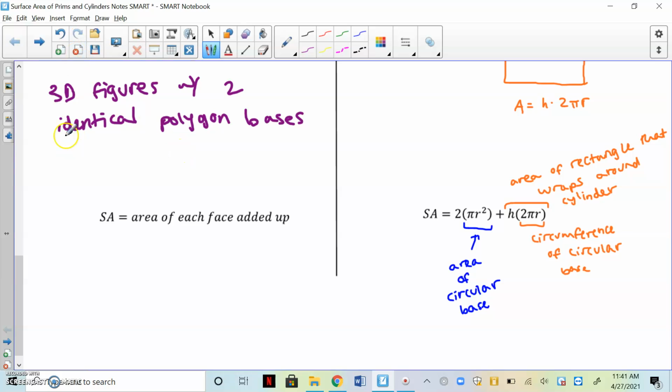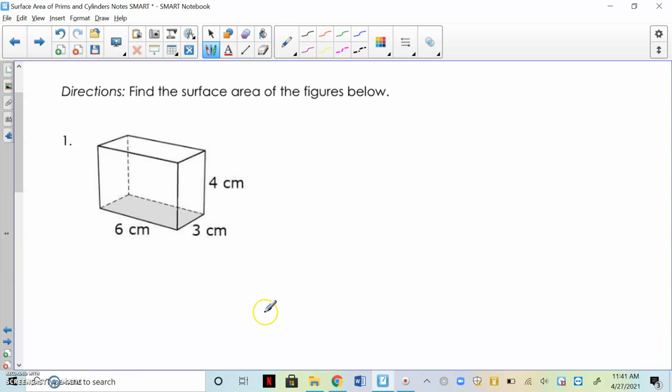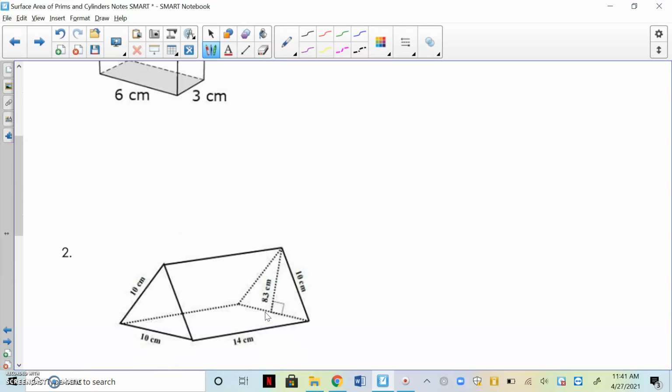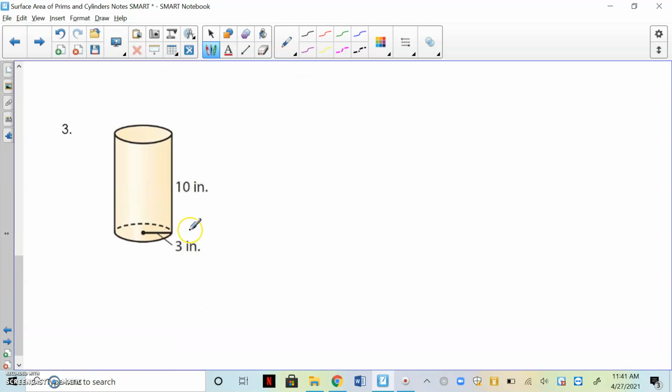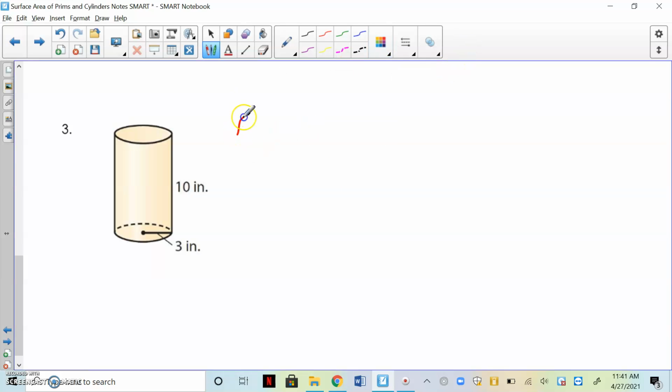All right, so let's go ahead and go to the next page and do a couple of practice problems and see how this looks in action. So let's go ahead and start. Let's just actually start with the cylinder, since we just talked about cylinders, and then we'll go from there. So let's recall that the area of a cylinder has this formula. Okay, 2 times pi r squared plus the height times 2 pi r.